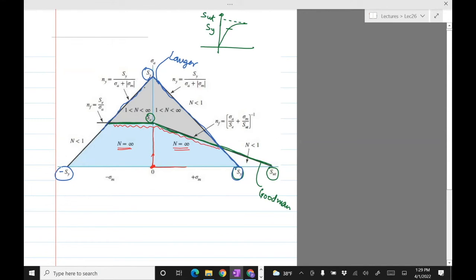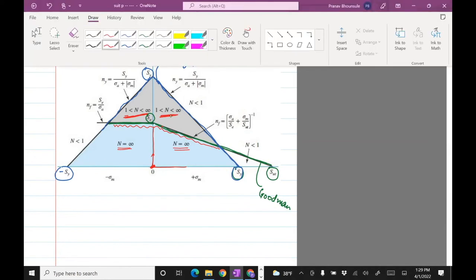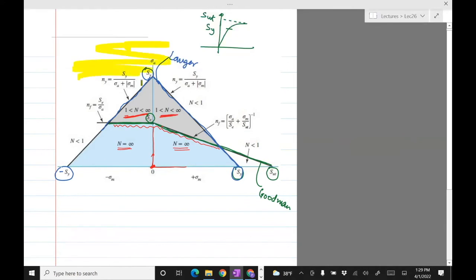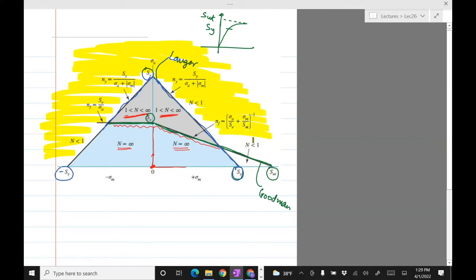Anything above that, which is between the Langer line and the Goodman line, the region in gray, is called the finite cycle region. That means failure will occur from one cycle to infinite cycles. Not exactly infinity, but less than infinity. So countable. Yes. And then beyond that, the region in white, we just shade that. So all this region, which is outside the gray or the blue, is called the first cycle failure.